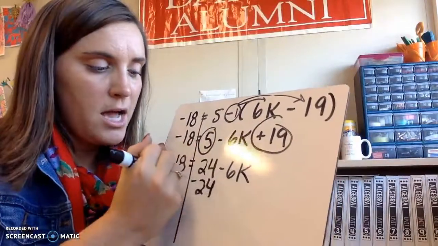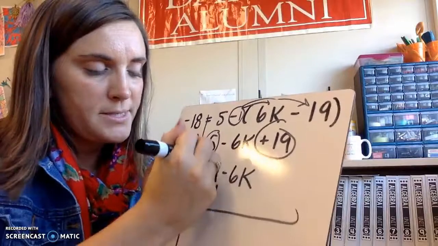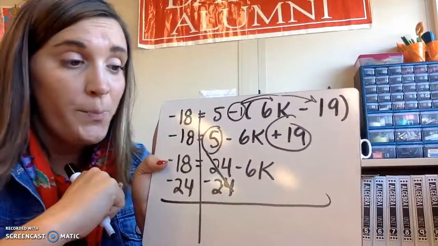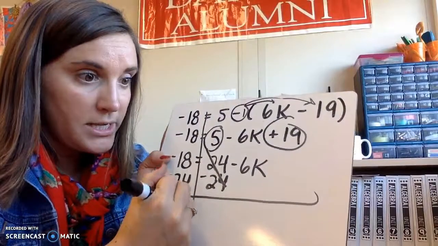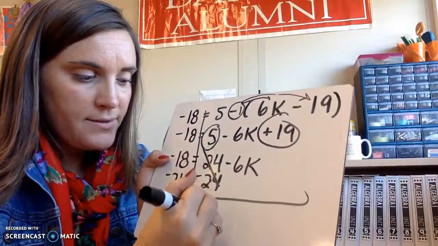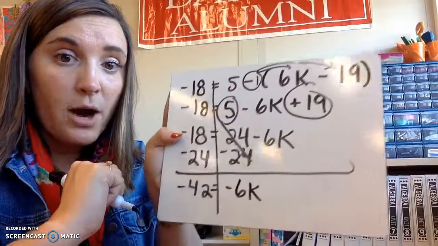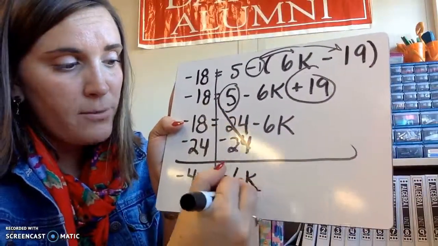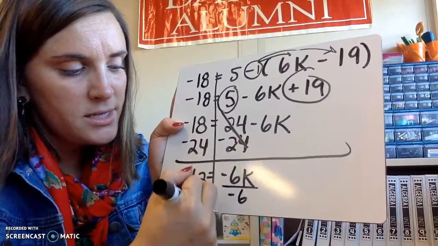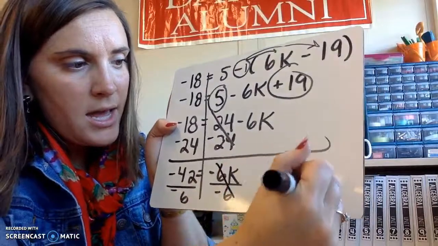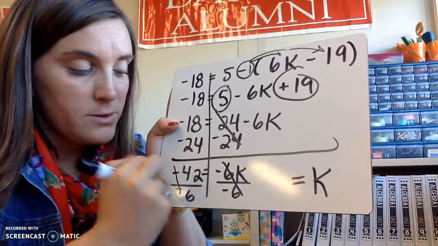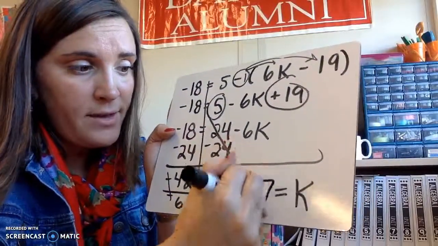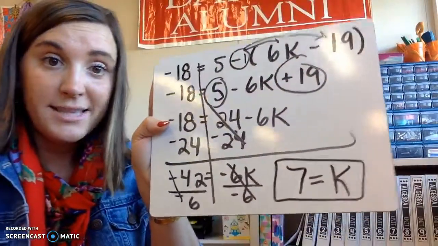Subtract 24 on each side because it's a positive. Do the opposite so it will cancel. -18 minus 24 is -42. -6k is what it's equal to. You've got one more step. Divide both sides by -6. k is equal to -42 divided by -6. Those negatives cancel out, so I know it's a positive. And it is a +7.